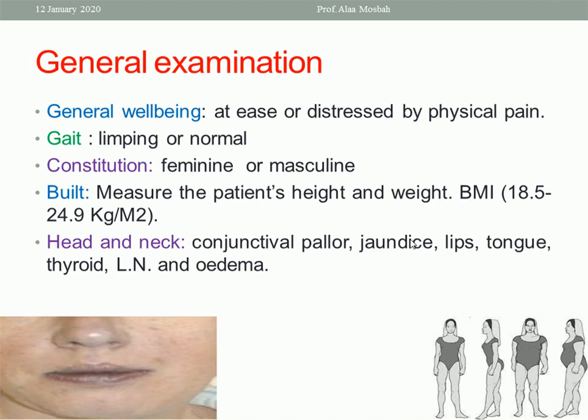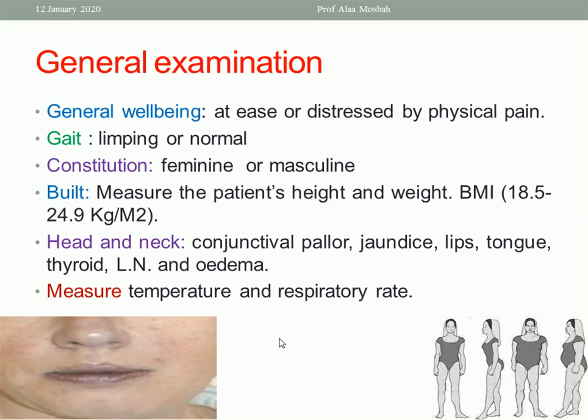Head and neck examination: conjunctival pallor, jaundice in the sclera, lips for cyanosis and pallor, and the undersurface of the tongue also for cyanosis, thyroid for any nodules or enlargement in goiter or any nodular thyroid disease or tumor, lymph node enlargement in the neck, and edema in the face and the neck. As you see in the picture, this is cyanosis in the lips.